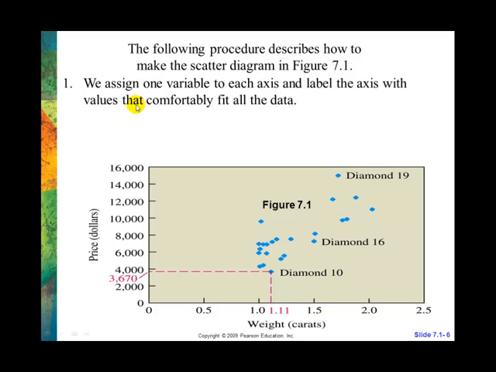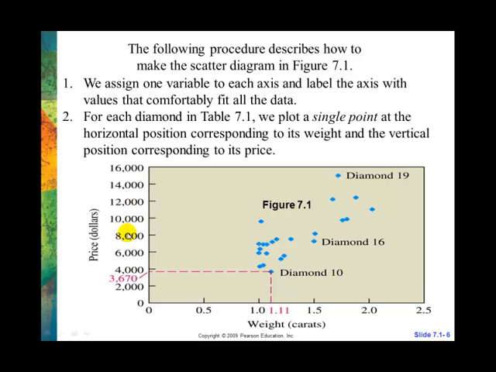And that's what they're saying here. We assign one variable to the x-axis and label it. We said weight is the independent variable, and price is dependent upon how heavy the diamond is. And we've plotted each value. We found the dot. And notice here they're saying this is diamond number 10. The price was $3,670, and it weighed 1.1 carats. And we can see that pretty much as we go up in weight, the price goes up.